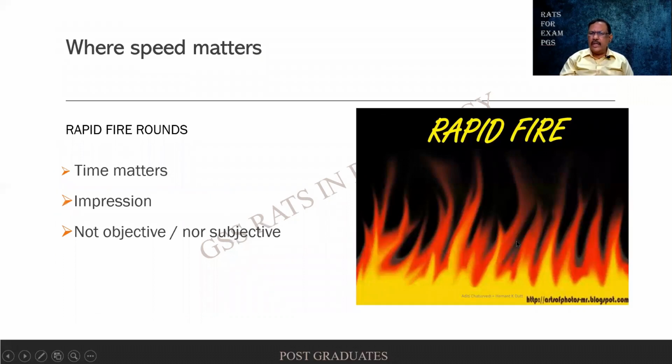There is something called rapid fire. As I told you earlier, a student will be given marks based on the number of questions he answers within the limited period of time. If he keeps on dragging the answer for a question, he loses the chance. So if you don't know something, just say pass. But do not say pass for all the questions. So here time matters. We'll be creating an impression. And please do remember, it is neither objective nor subjective.